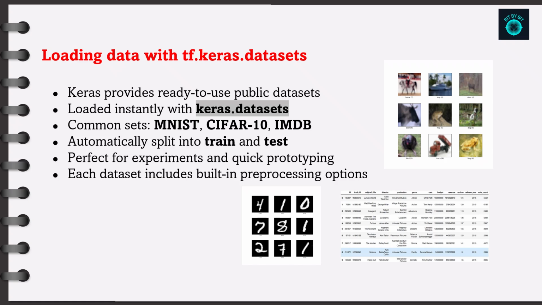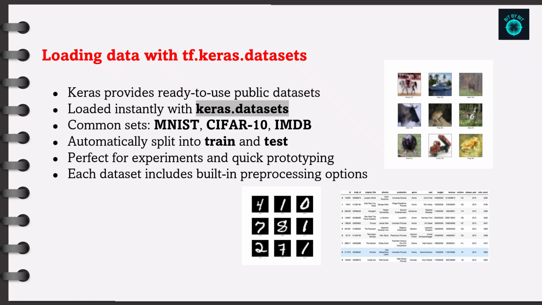Some of the most common datasets are MNIST, which contains 70,000 handwritten digit images, great for learning image classification. CIFAR-10, which has 60,000 small color images across 10 categories, perfect for practicing convolutional neural networks. And IMDb, which includes movie reviews labeled as positive or negative, ideal for learning text classification and sentiment analysis. These datasets are small enough to train quickly, but realistic enough to teach core deep learning workflows. That's why they're used in most Keras tutorials and beginner projects.